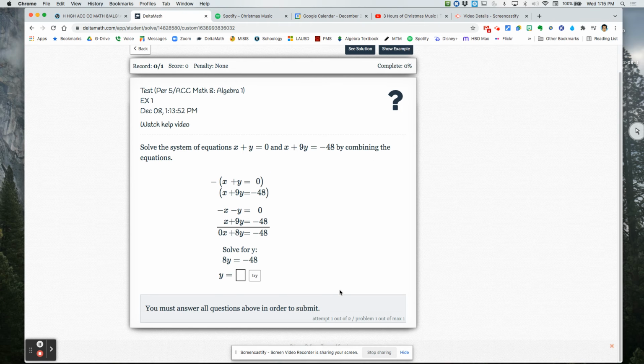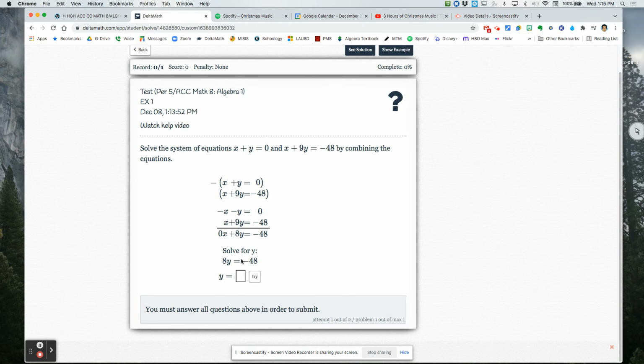So now we can actually figure out what y is. We have 8y equals negative 48. So if we divide both sides by 8, what would we get here for y? Negative 6. Let's try it.